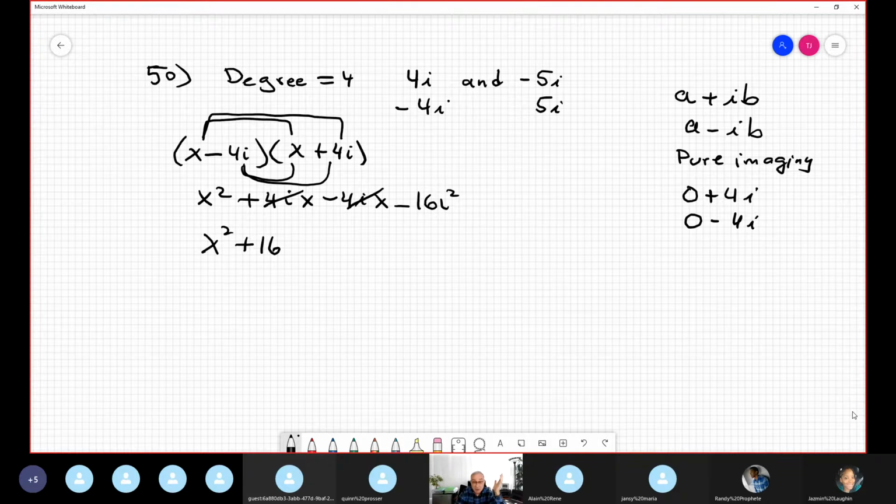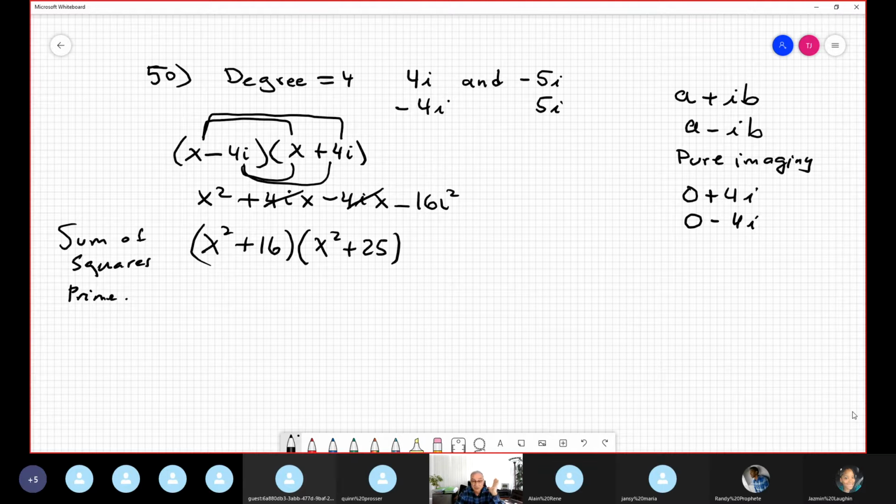Wow, and this is expected. This is the typical sum of squares. In algebra, this is a prime expression, and the reason is clear: when you break it down into linear factors, degree 1, we have complex or imaginary numbers. This is sometimes called an irreducible quadratic expression. Likewise, the second one, 5i and negative 5i, should be x squared plus 25, for the same reason.